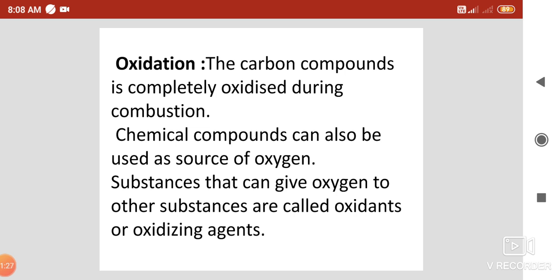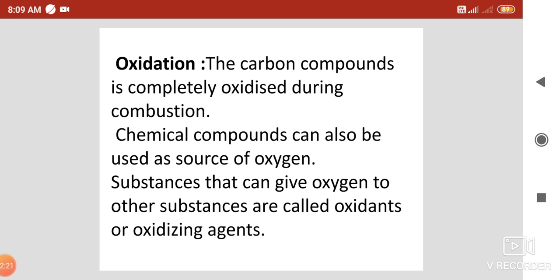The carbon compound is completely oxidized during combustion. Chemical compounds can also be used as a source of oxygen. Substances that give oxygen to other substances are called oxidant or oxidizing agent. It was learned in the third chapter of our Science 1, about chemical reactions. We have learned that when a substance gives oxygen to another substance, then that substance is called an oxidant or oxidizing agent. Potassium chlorate and potassium permanganate are such substances. They give oxygen to the organic compounds. That oxygen is the nascent oxygen, and that nascent oxygen oxidizes the organic compounds.